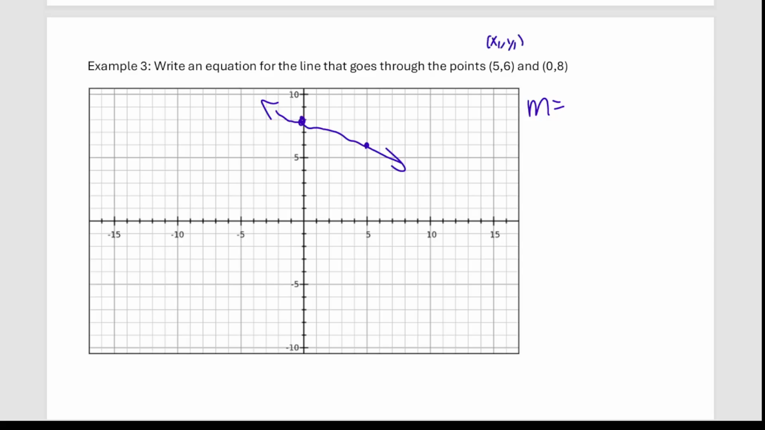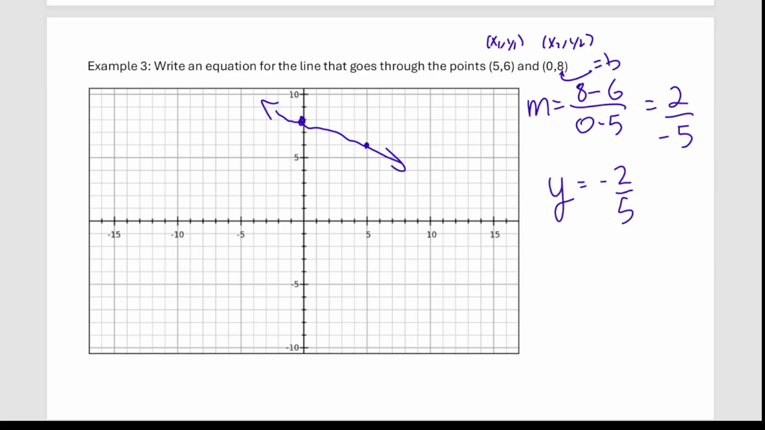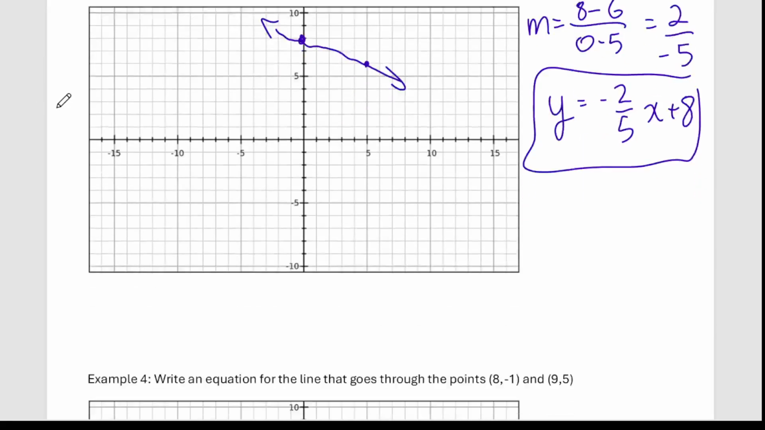So we got x1, y1, x2, y2. So we have 8 minus 6 over 0 minus 5 gets us 2 over negative 5. And because that 8 is already our y-intercept, that is actually exactly equal to b. So we'd wind up with y equals negative 2/5 x plus 8 as our beautiful final equation. Had you actually formally plugged in to solve for b, you would have also still found that it was 8, but this is a good example that I think would be a little bit messy to solve for.